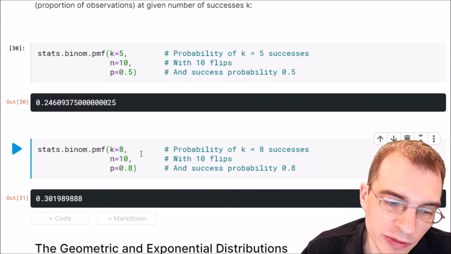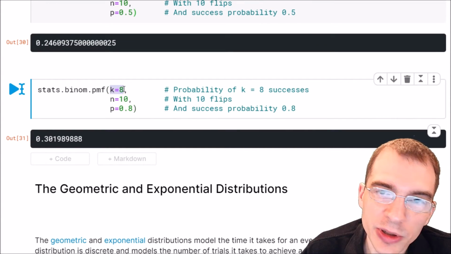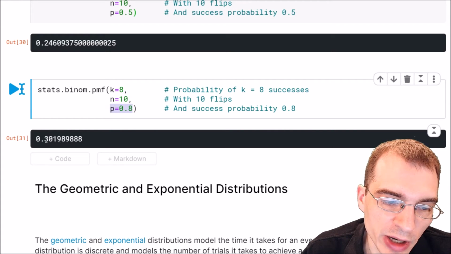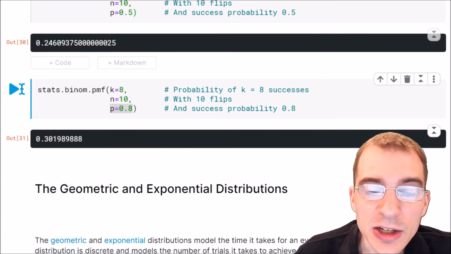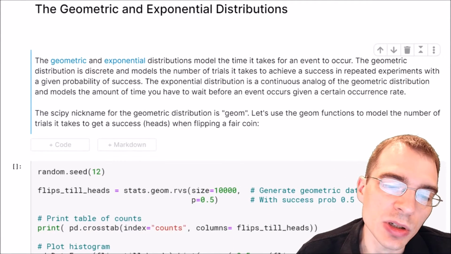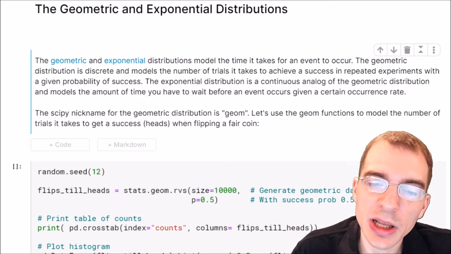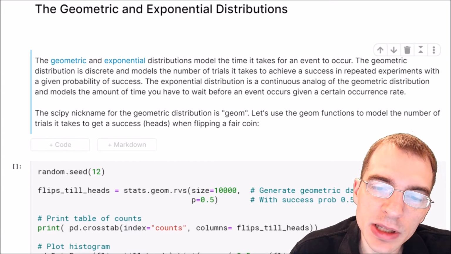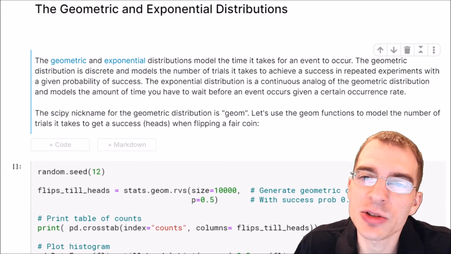So the probability of getting exactly 8 shots when you're an 80% shooter is right around 30%. Next, we're going to take a look at the geometric and exponential distributions. Now, the geometric and exponential distributions model the amount of time it takes for an event to occur.